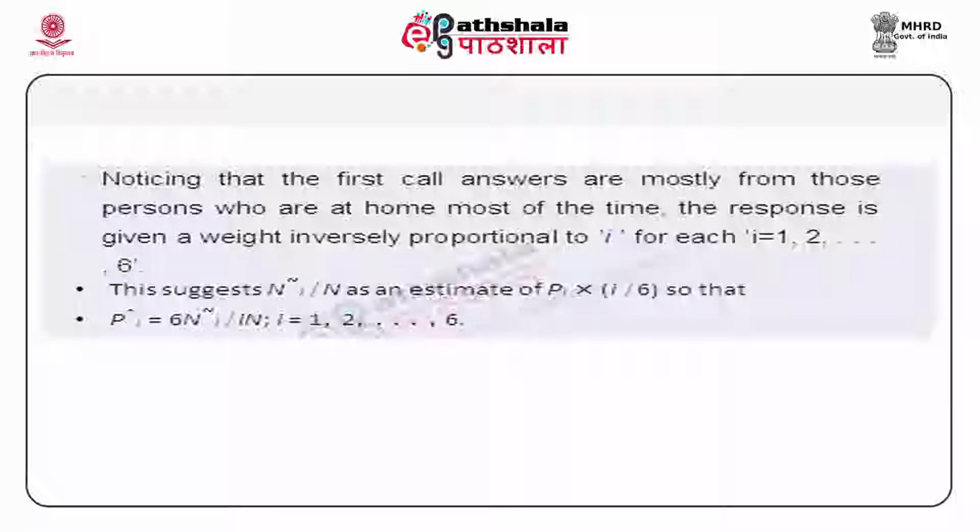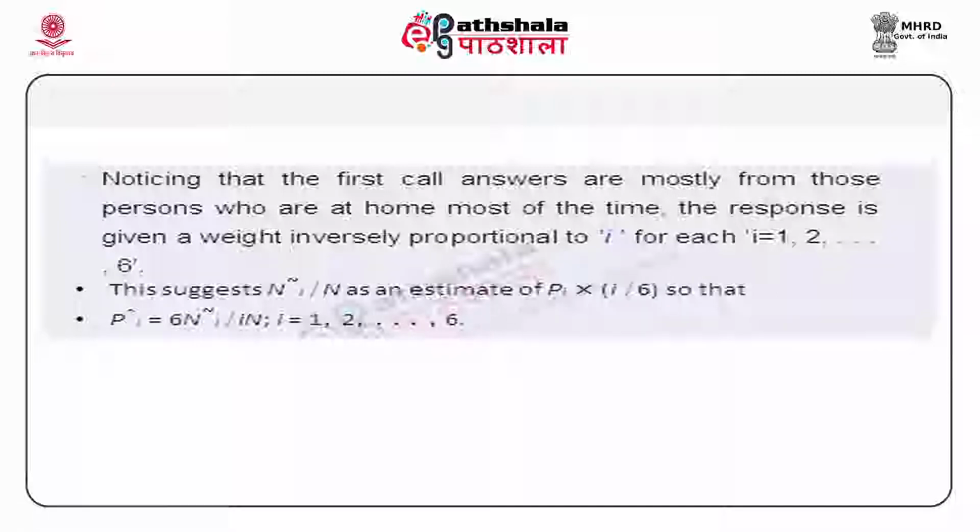Let me try to explain. What is the meaning of Pi? The proportion of individuals who are present on I weeknights out of 6. My data refers to N0 tilde, N1 tilde, N2 tilde, up to N6 tilde. That was my delta, giving the identity capital N equal to this sum. From there, I am trying to elicit information on each of these Pi's. So, Pi means the proportion of individuals who are present exactly on I nights.